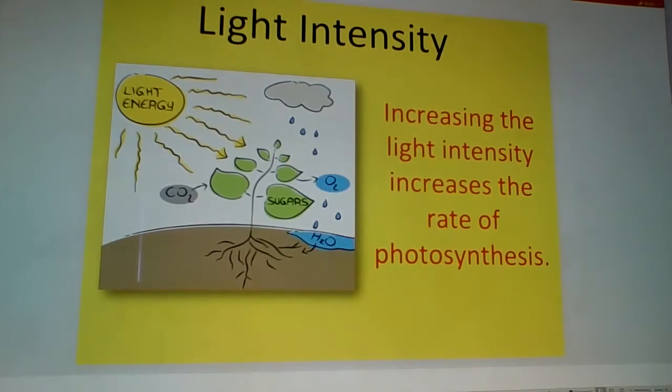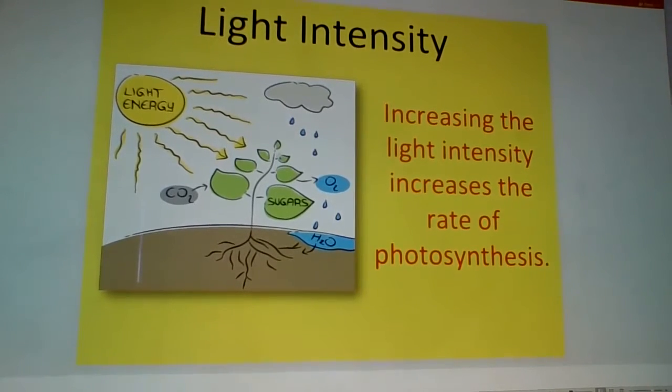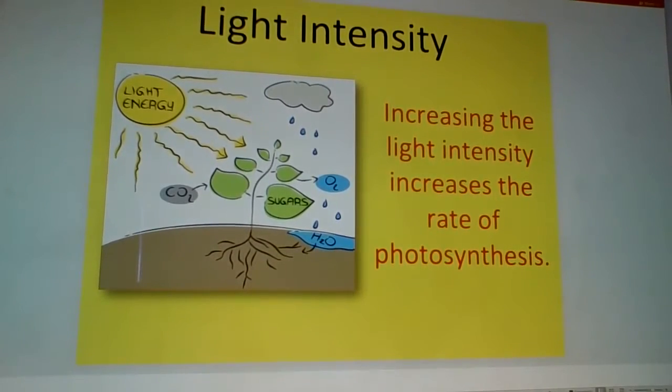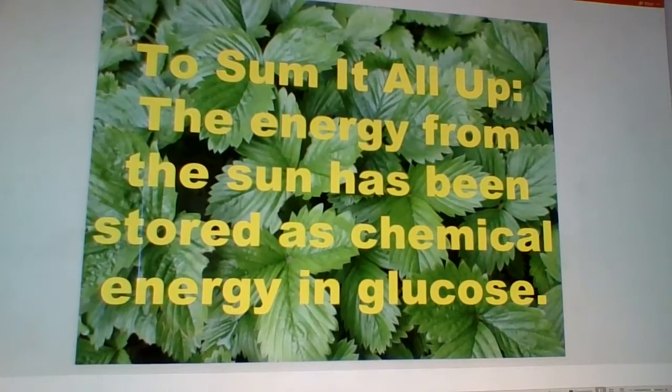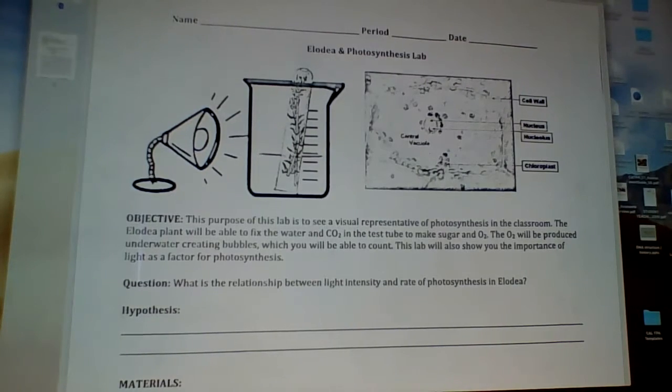And then you have light intensity. We know that increasing the light intensity increases the rate of photosynthesis. So that is why you get a lot of plants in the equator zone, right where you get the most amount of sunlight. You have perfect conditions for plants to proliferate, and you get a lot of plant activities. All right, to sum it all up, the energy from the sun has to be stored as chemical energy in glucose. Do you want to answer any questions that you have?